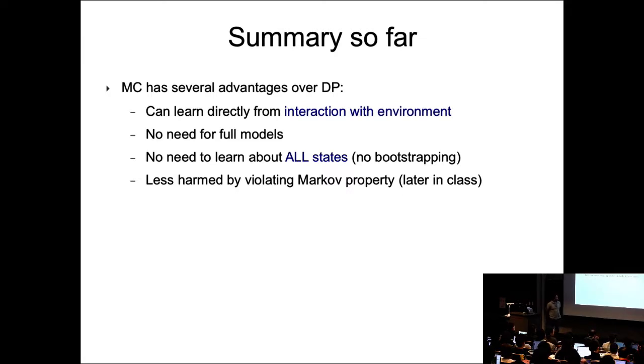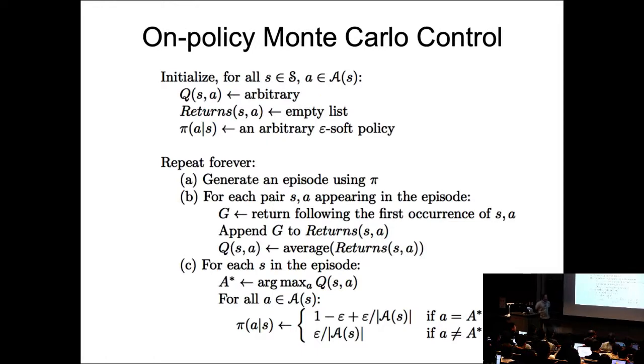And generally, it's less harmed by violating the Markov property. So later on, we'll see that in the class. If your world is not necessarily Markovian, Monte Carlo is pretty robust to that, much better than, for example, dynamic programming.